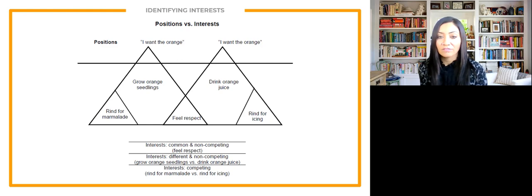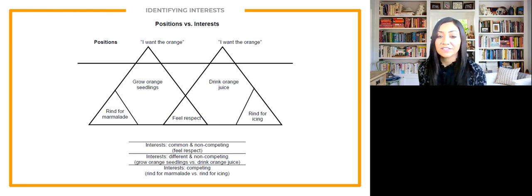This represents a conflict, as it would seem that only one person can have the orange, which would result in a win-lose outcome. However, if we dig below the surface and identify their underlying interests for wanting the orange, we see that it is possible to turn this conflict into a win-win situation.